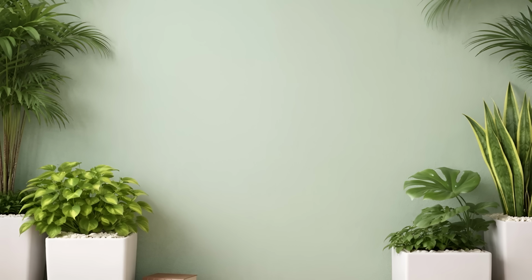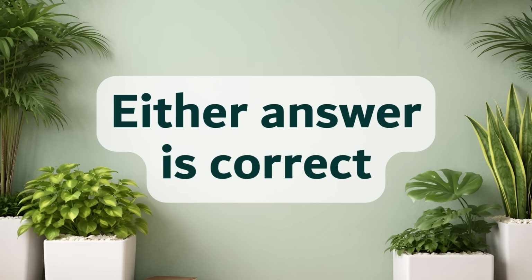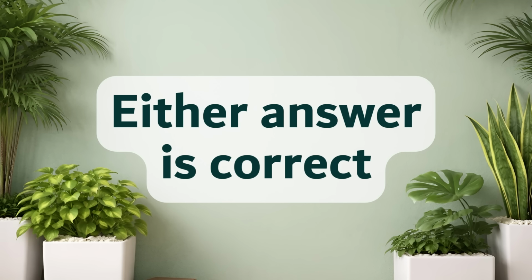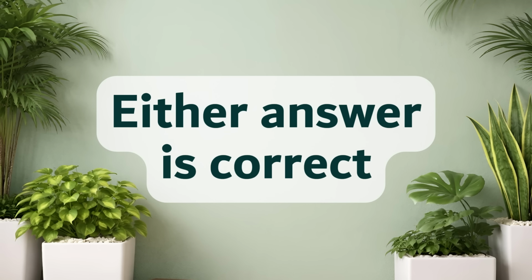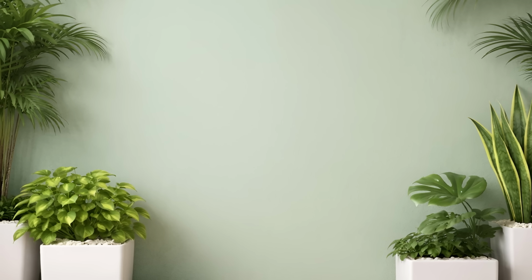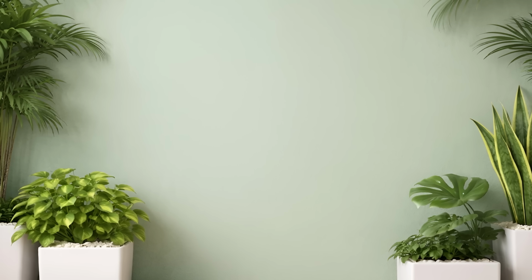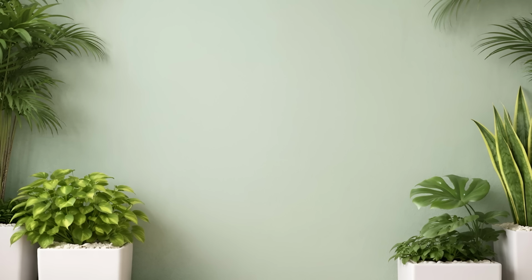Notice the common pattern. Either comes before the two alternatives. You can say, "Either answer is correct." You can say, "We can meet either at the office or at the cafe." You can say, "You may choose either color." In all of these examples, either introduces a choice.